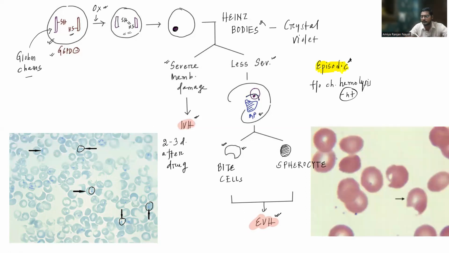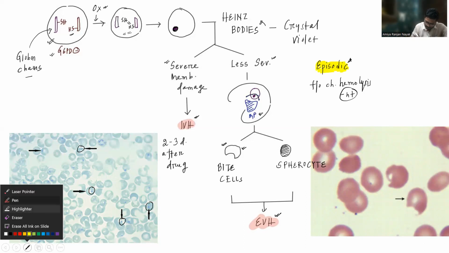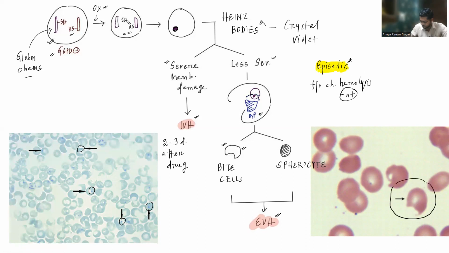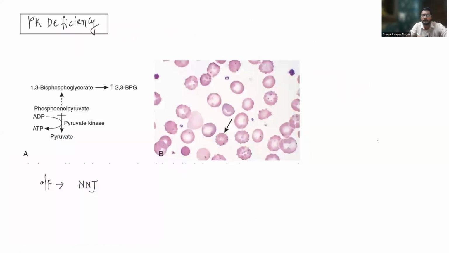And if you see the bite cell, you can appreciate it here. So this is the bite cell. This portion of the RBC has been taken by the splenic macrophages. Okay, so Heinz bodies are demonstrated by a supravital stain like crystal violet, and this is the normal Giemsa stain showing the bite cells. So this is all about G6PD deficiency. Now there are two more enzyme deficiencies I want to discuss.